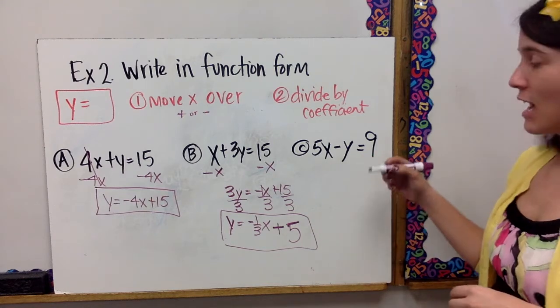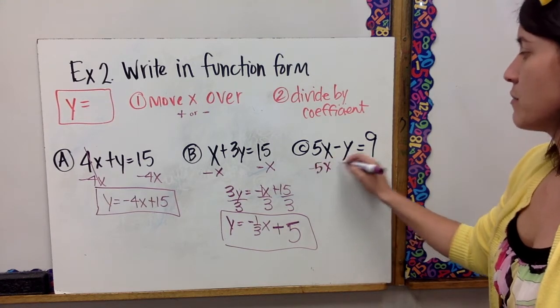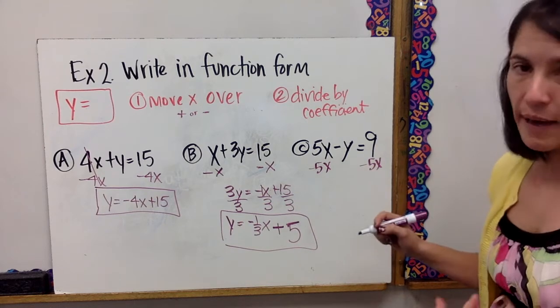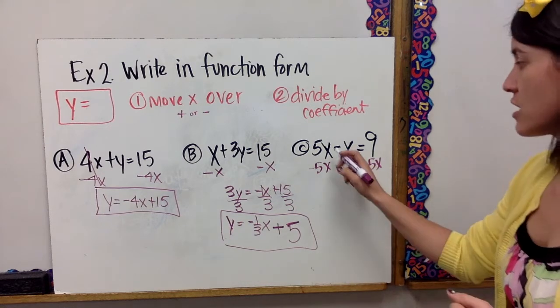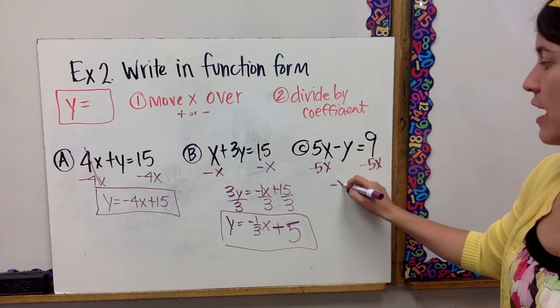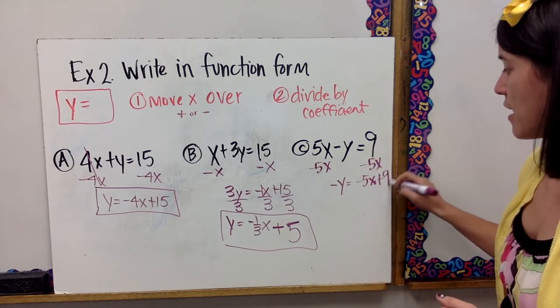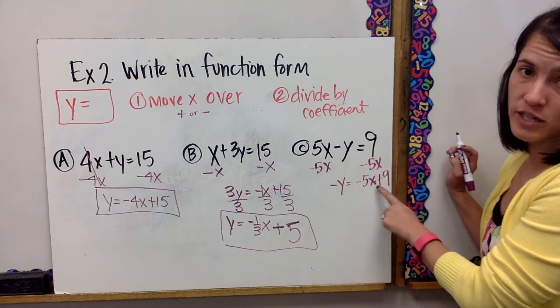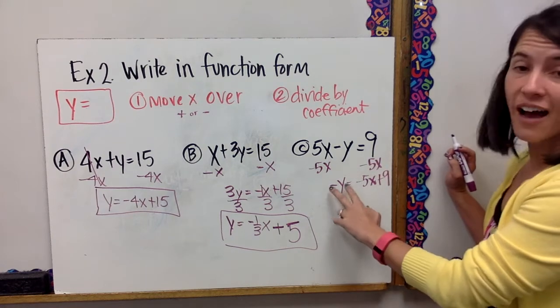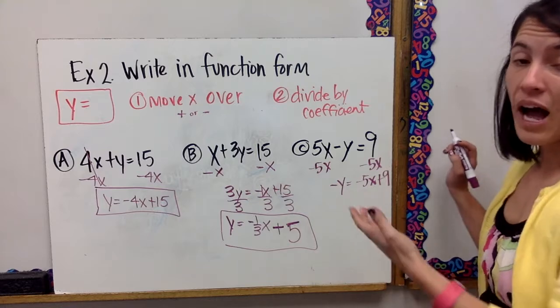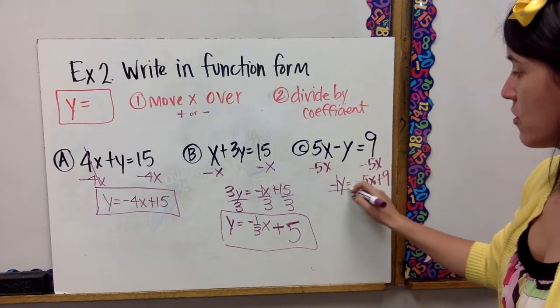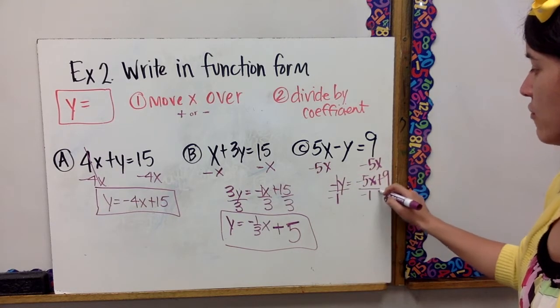5x minus y equals 9. I'm going to subtract 5x on both sides. Maybe you have noticed a pattern. We always move x first. This time I have negative y equals negative 5x plus 9, because my 9 is positive, so it's going to be plus 9. You cannot have a negative y, and remember there's like a 1 there, so we're going to divide by negative 1.